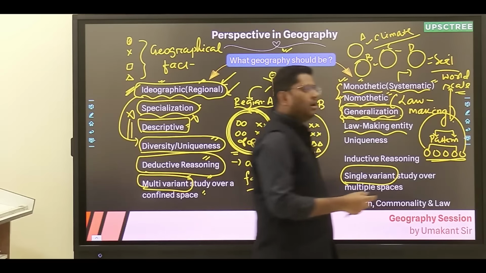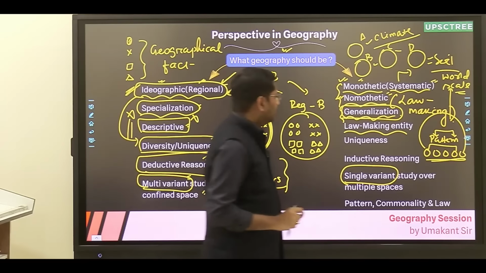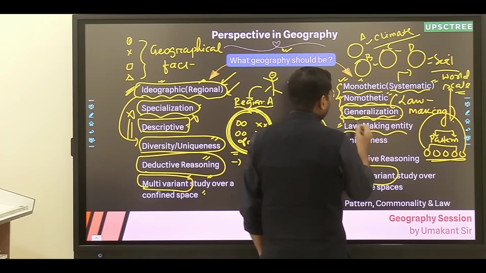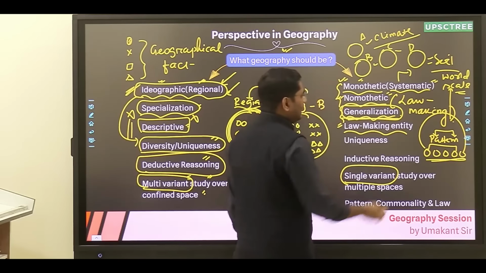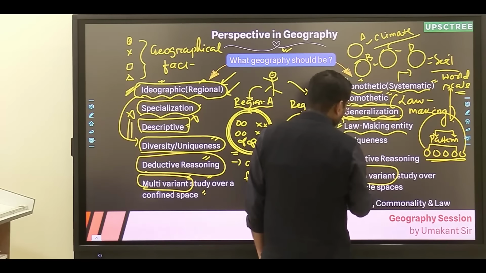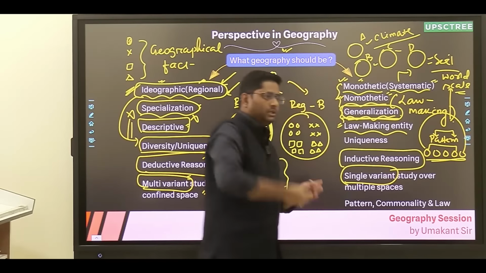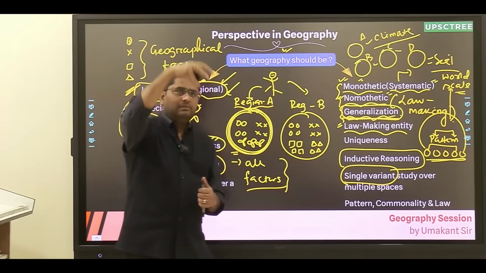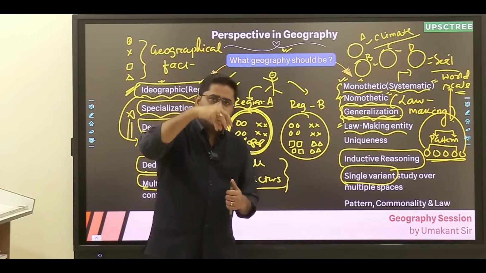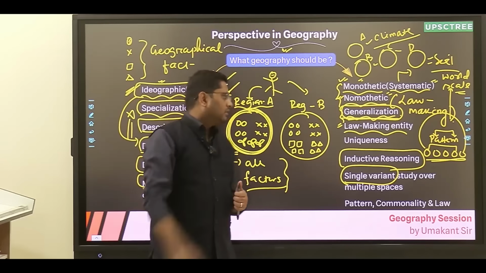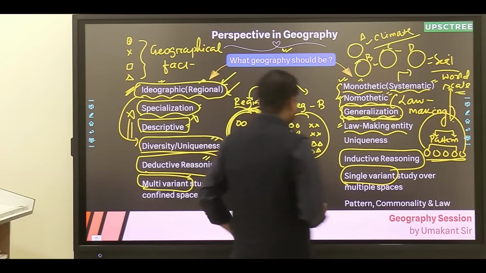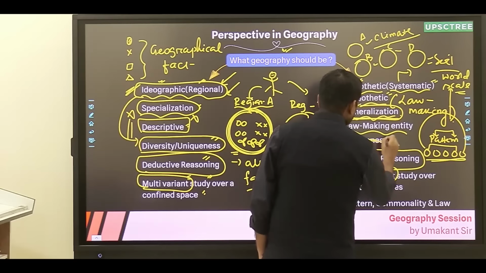Okay, because a law will apply to the whole world, right? So when you make that law, that means you are making a generalization, and this kind of reasoning is known as inductive reasoning. You study only 5 regions, find a pattern, create a theory or law, and when you apply that law to the whole world, that is called inductive reasoning. Okay, uniqueness should not be here.